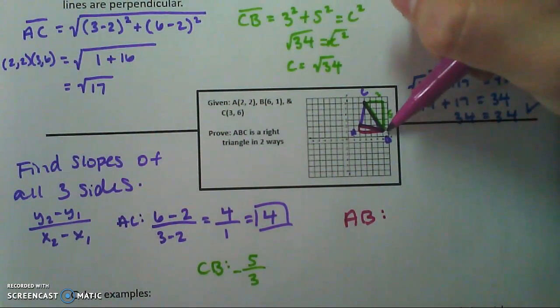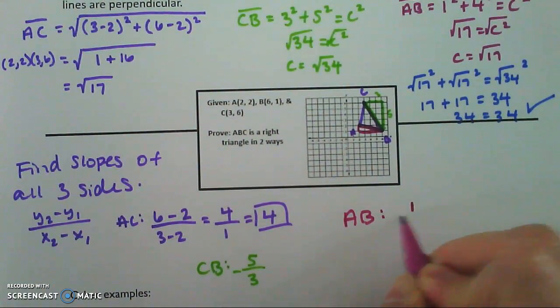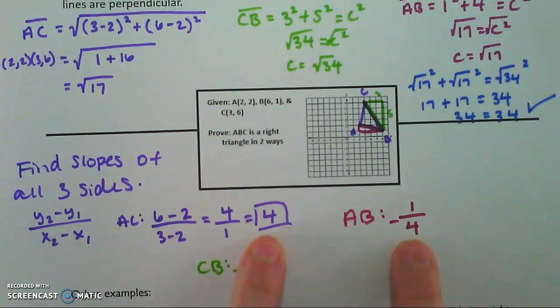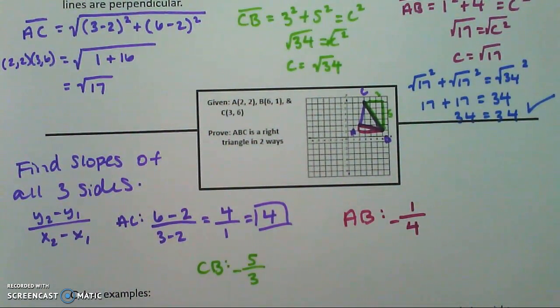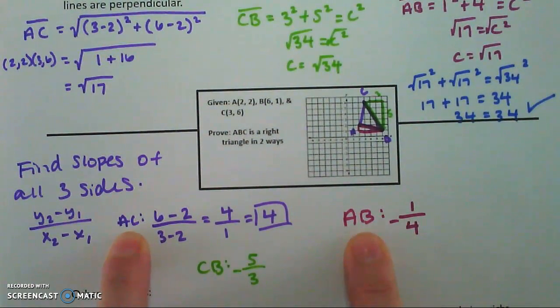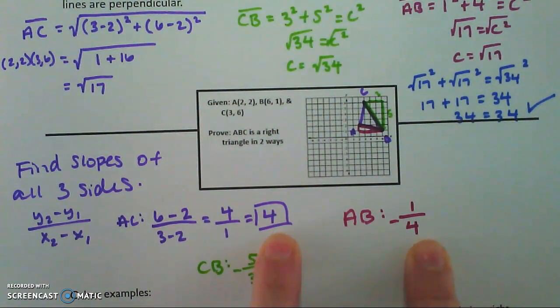I tend to always start with the point that's kind of underneath. So to get from B to A, you're going up 1, but then you're going back 1, 2, 3, 4. So this is up 1, back 4, which indicates a negative 1 over 4 slope. If you look at these two here, it appears that AC and AB are perpendicular lines. We know that because their slopes are opposite reciprocals.